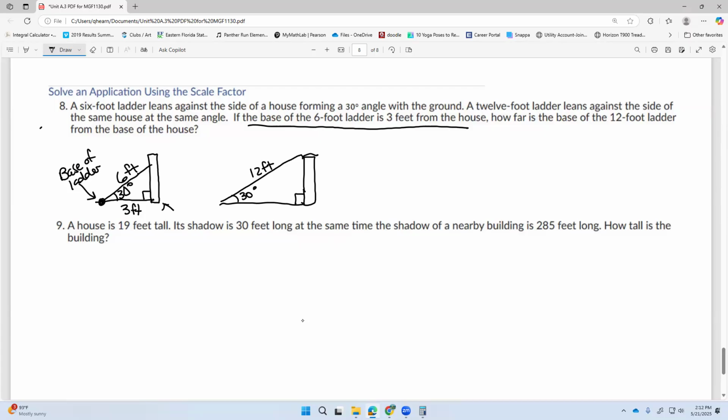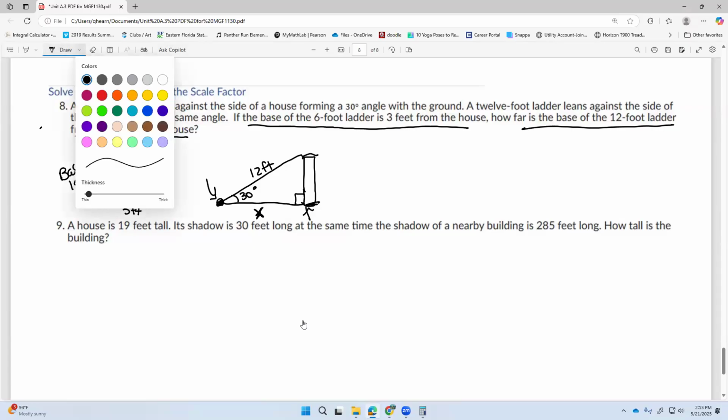And this is, by the way, the base of the house. And they're telling us that they're 3 feet apart. Okay. And then it asks, how far is the base of the 12-foot ladder from the base of the house? So they're asking us to find what I'm going to mark X right here, the distance from the base of the ladder to the base of the house.